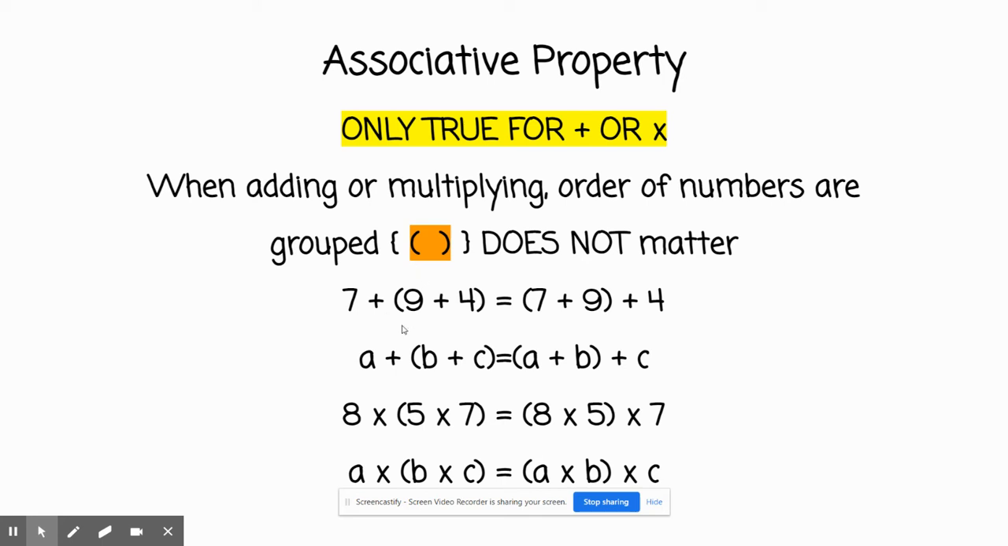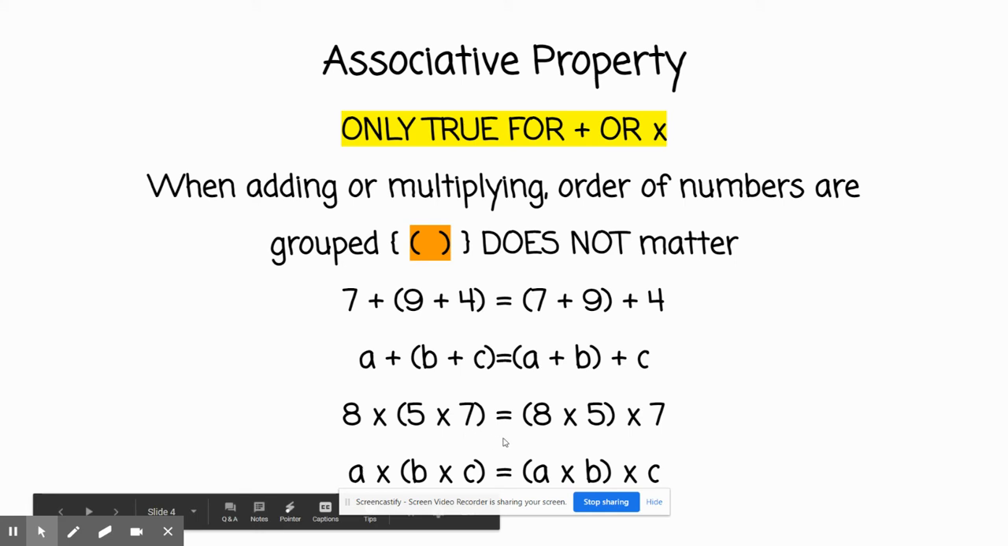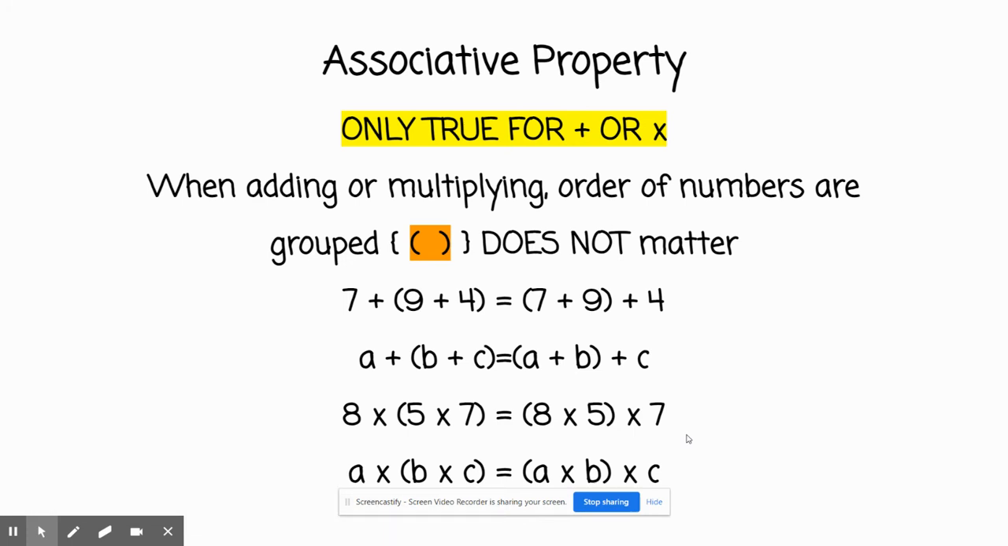7 plus, in parentheses, 9 plus 4 is exactly the same as, in parentheses, 7 plus 9, plus 4. And again, we can do this with variables. And the same is true for multiplication. 8 times, in parentheses, 5 times 7 is the same as, in parentheses, 8 times 5, times 7. So that grouping does not change the sum, the answer to the addition problem, or the product, the answer to the multiplication problem.